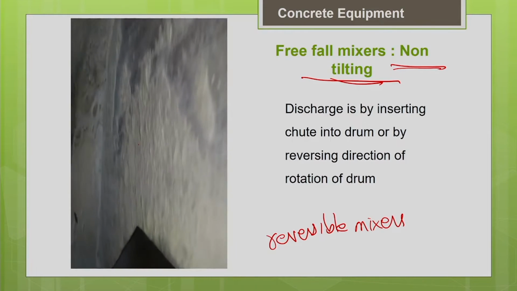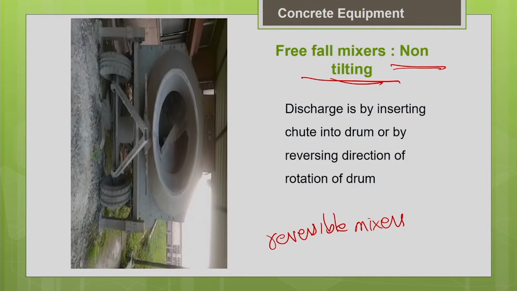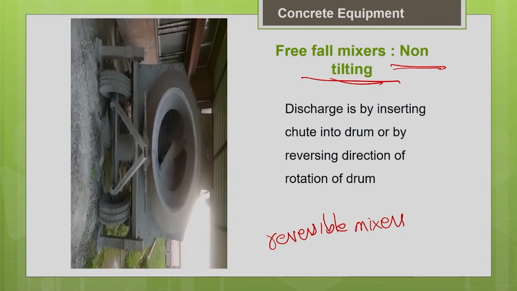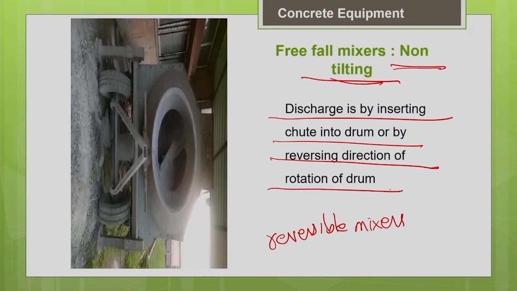So this spiral arrangement of blades inside the drum, what it does is, when you rotate the drum in one direction, it will pull the material inside. When you rotate the drum in the opposite direction, it will push the material outside. So that is why, by reversing the direction of rotation, I can discharge the concrete out in these non-tilting mixers. So the discharge of concrete can be done by inserting the chute into the drum or by reversing the direction of the rotation of the drum.